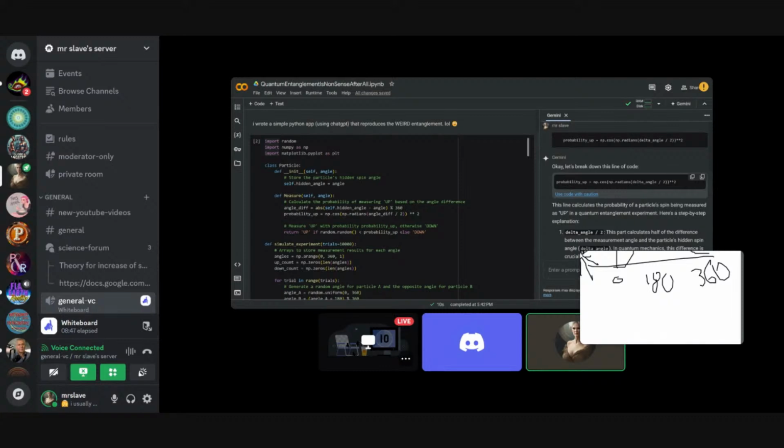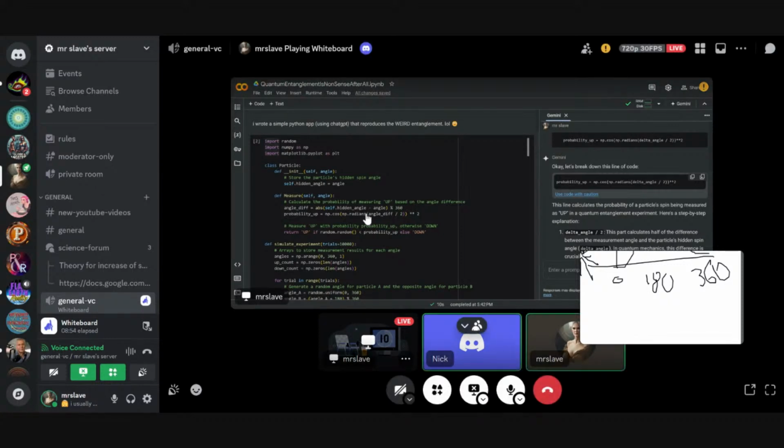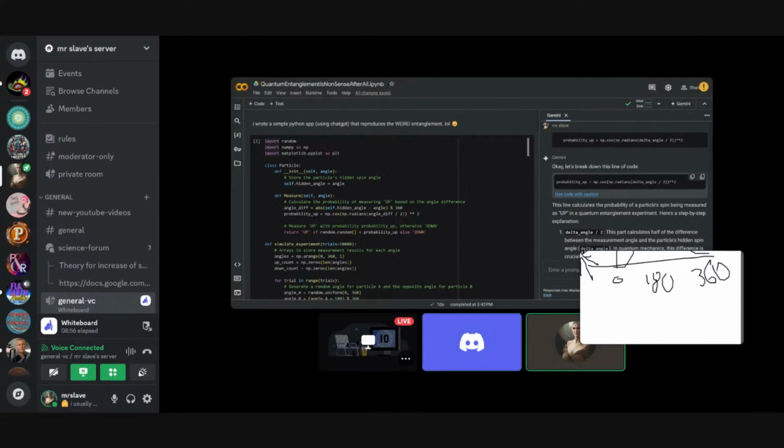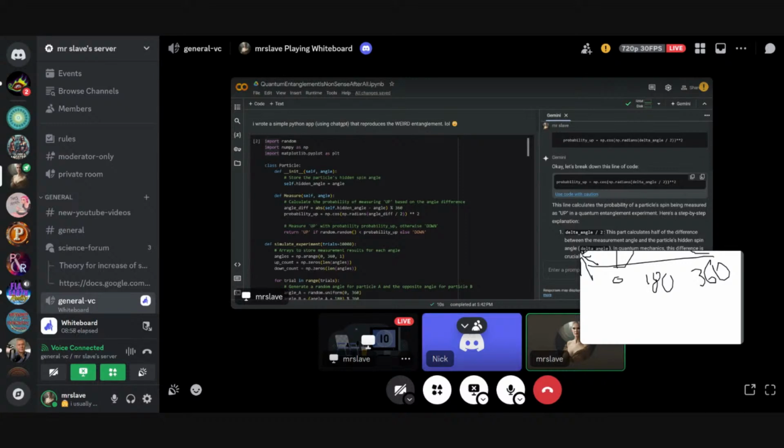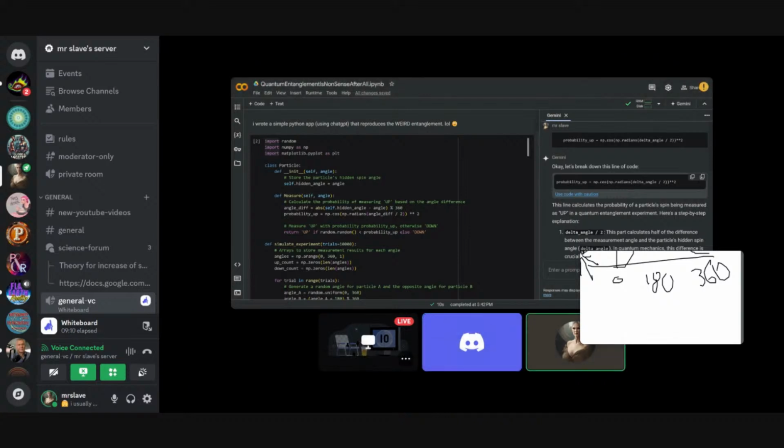The hidden variable is like this cosine squared. No, it doesn't matter. That's not the point of entanglement. You see the hidden angle? You see where it says hidden angle? That's the hidden variable. It's a random angle.